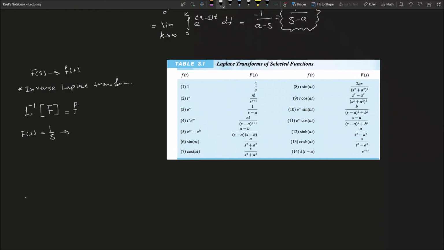In that case, if you have a function f of s, let's say equals 1 over s, using the table here we can see that the function f of s is 1 over s. So the function f of t, what is it? We know that f of t equals 1, in some cases plus a constant, depending on what kind of equation you're solving.